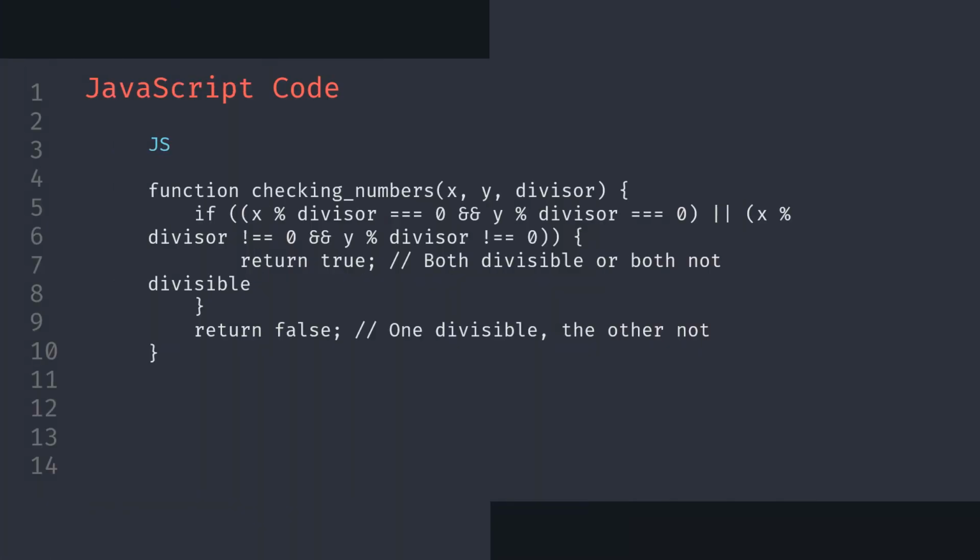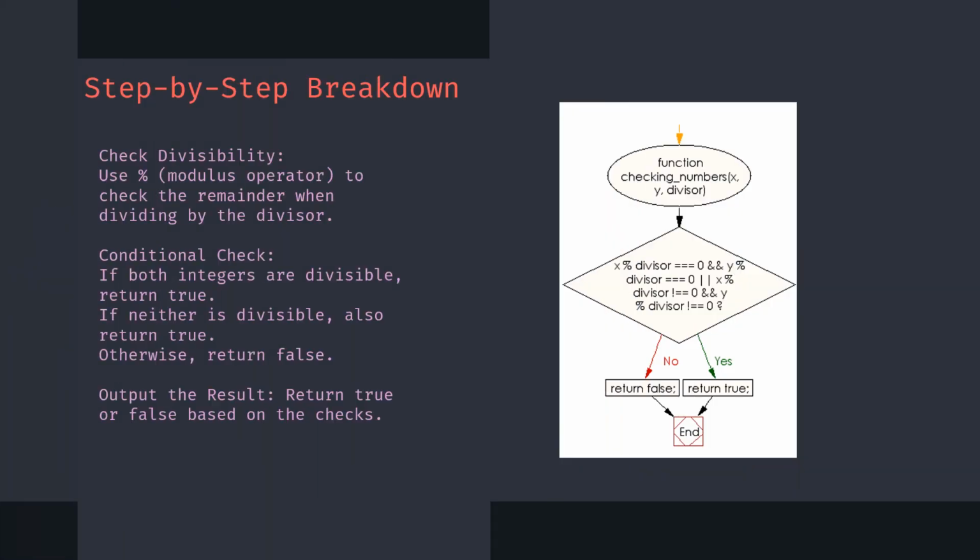The JavaScript function checkingNumbers determines the similarity of the two given integers based on their divisibility by the given divisor. We'll explore how it works step by step. The function uses simple logic with a modulus operator to determine if both the integers share the same divisibility status. Let's see how this works with examples.